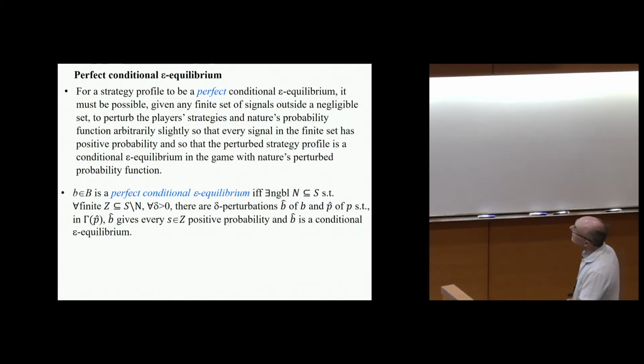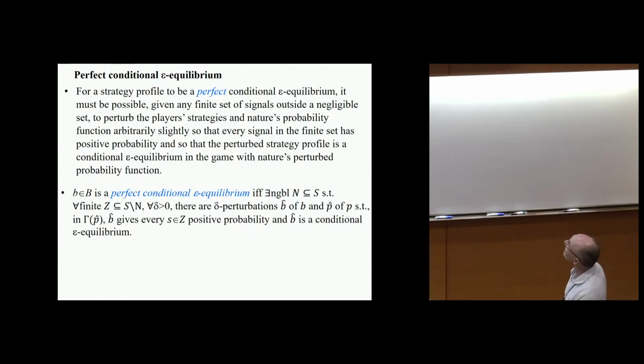Okay, that's simple enough. Now we can give the definition. So we'll say that the strategy profile b is a perfect conditional epsilon equilibrium if and only if there is a negligible set of signals in the game, such that for any finite set of signals outside that negligible set, for every delta positive, so arbitrarily small, there are these delta perturbations, b hat of b and p hat of p, such that in the game with the perturbed probability function, the perturbed strategy profile b hat first of all gives every signal in the finite set positive probability, and is a conditional epsilon equilibrium.